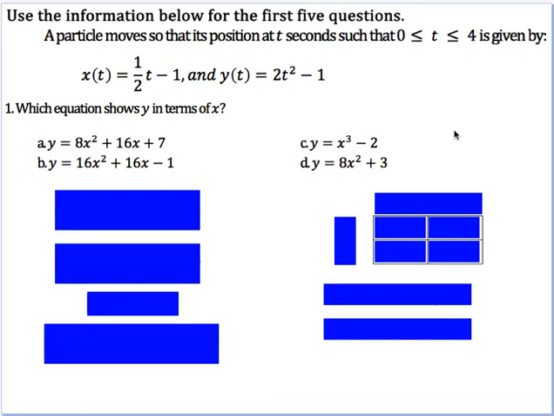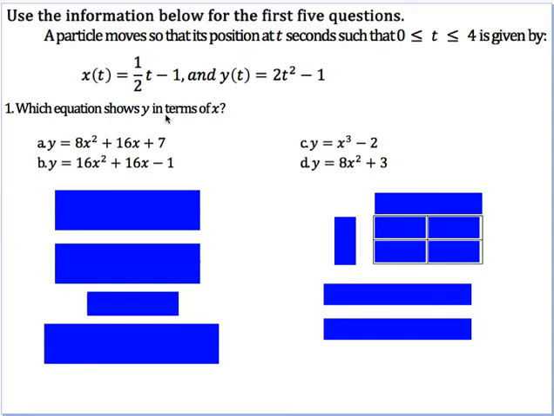Okay, so first problem, the first 5 problems you're all going to use the same information for. So you have a particle that moves so that its position at t seconds, your t values are between 0 and 4 seconds, and these are your formulas. So for your x, you have 1/2 times t minus 1. For y, you have 2 times t squared minus 1. Okay, so the first question is which equation shows y in terms of x?